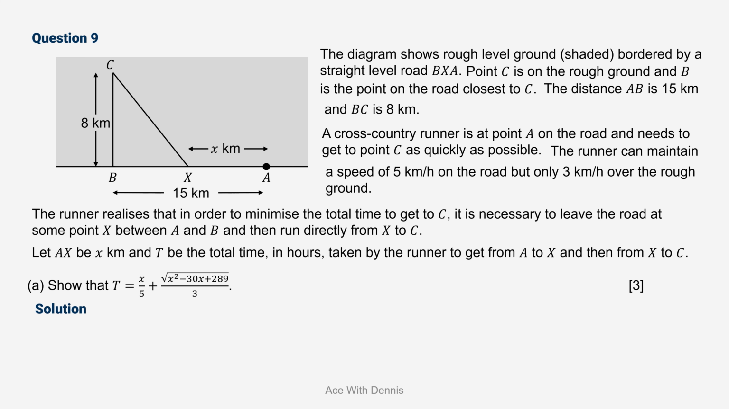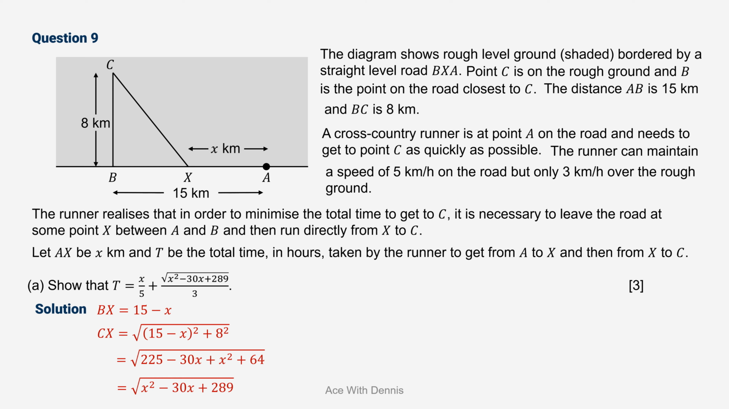So here's the solution. From the diagram, we can see that BX equals 15 minus x. Then by applying Pythagoras' theorem, CX equals the square root of (15 minus x) squared plus 8 squared. Expand the bracket, and we will get the square root of 225 minus 30x plus x squared plus 64. Simplify, CX equals the square root of x squared minus 30x plus 289.